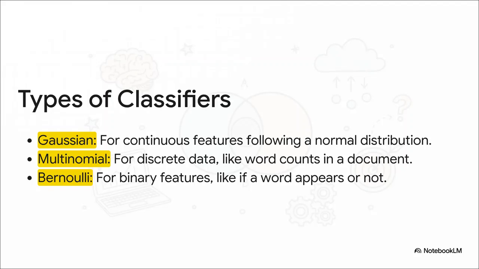And it's not just one tool. It's more like a whole toolkit. There are a few different flavors of naive Bayes, and you pick the right one for the job. You've got Gaussian for when you're dealing with continuous data like measurements. Then there's multinomial, which is perfect for things like counting words in a document. And Bernoulli is for when the question is just a simple yes or no. Is this word here or not?